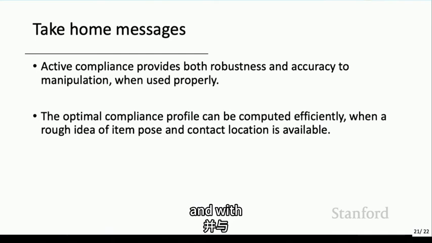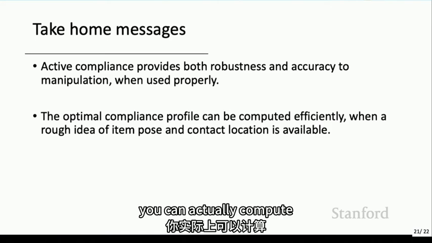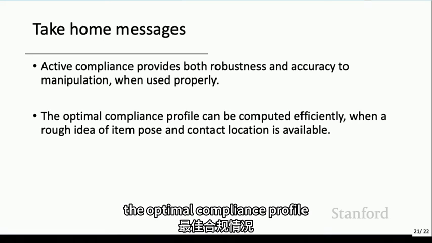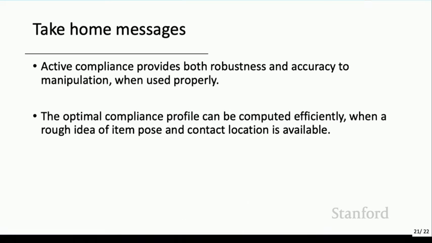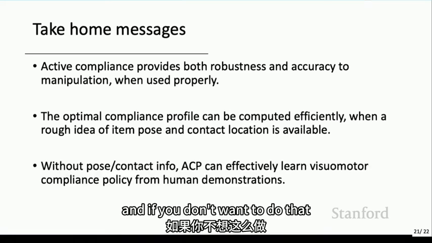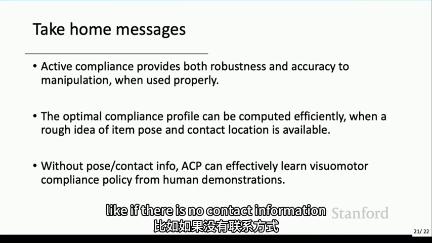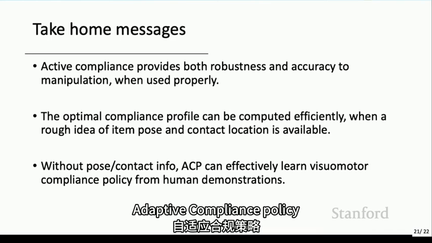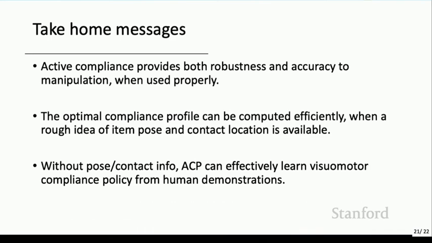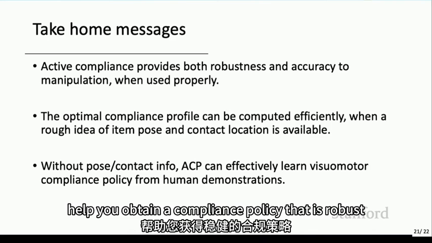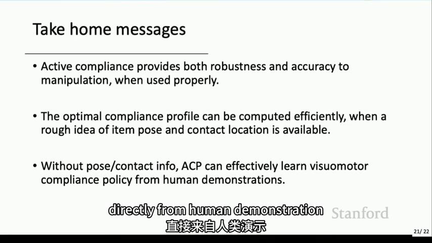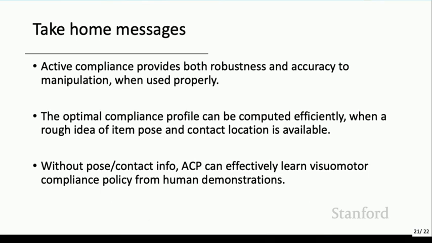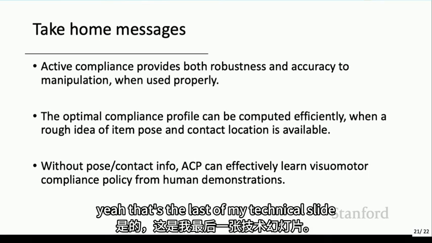And with pretty simple modeling information, you can actually compute the optimal compliance profile very efficiently. And if you don't want to do that, like if there is no contact information, then the adaptive compliance policy we presented is a good way to help you obtain a compliance policy that is robust directly from human demonstration. Yeah, that's the last of my technical slides.